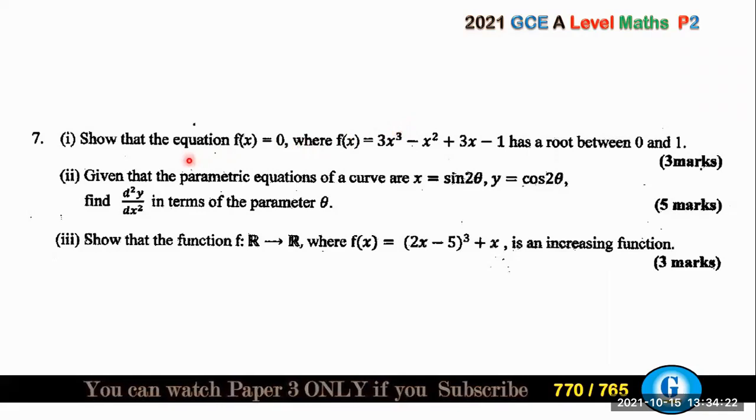The second part of the question reads, given that the parametric equations of a curve are x equals sine 2 theta and y equals cos 2 theta, find d squared y over dx squared in terms of the parameter theta. And part 3, show that the function f, mapping R onto R, the set of real numbers, where f of x equals 2x plus 5 to the power 3 plus x, is an increasing function. Let's see how we answer these questions, beginning with showing that the equation has a root between 0 and 1.